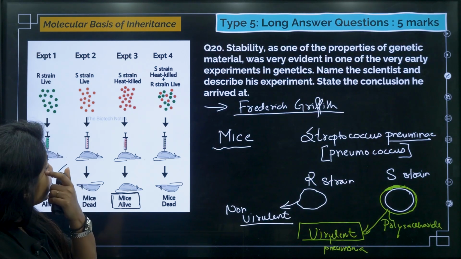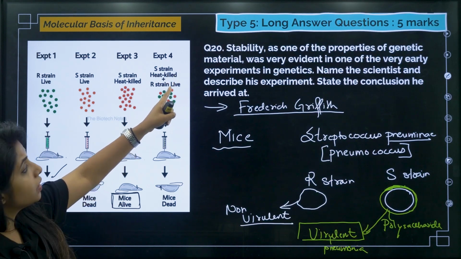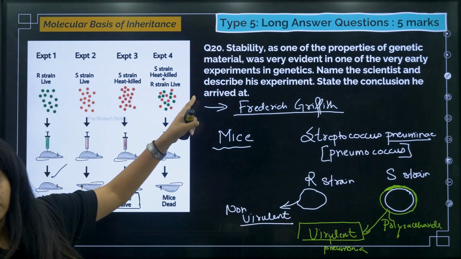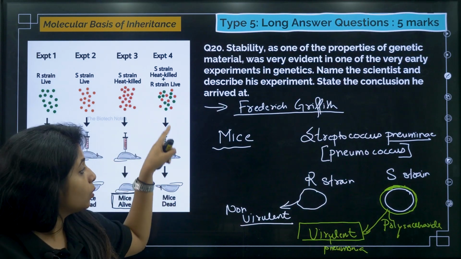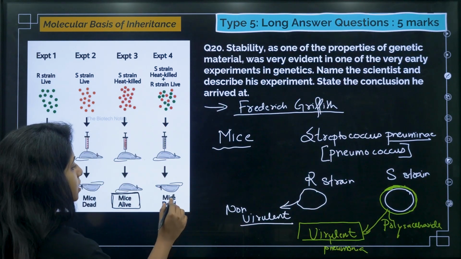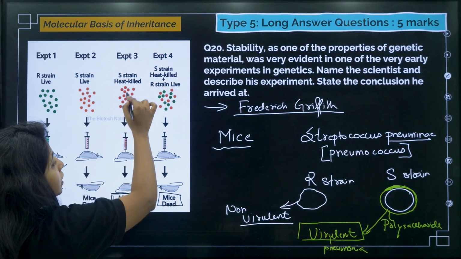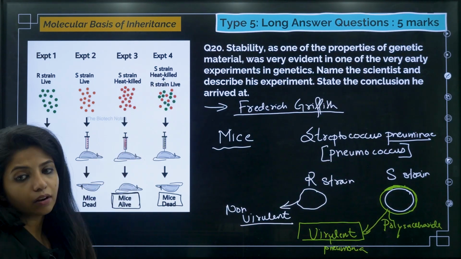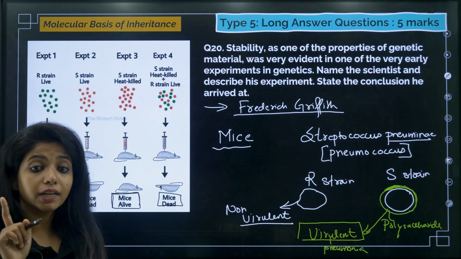But then he took the heat killed S strain and mixed it with the live R strain. The R strain usually didn't cause any problem, but now he had mixed them and inserted them, and he found that the mice died. But the problem was, the heat killed S strain was not killing the mice by itself. How was it able to kill it here? Probably something in it was not dead.